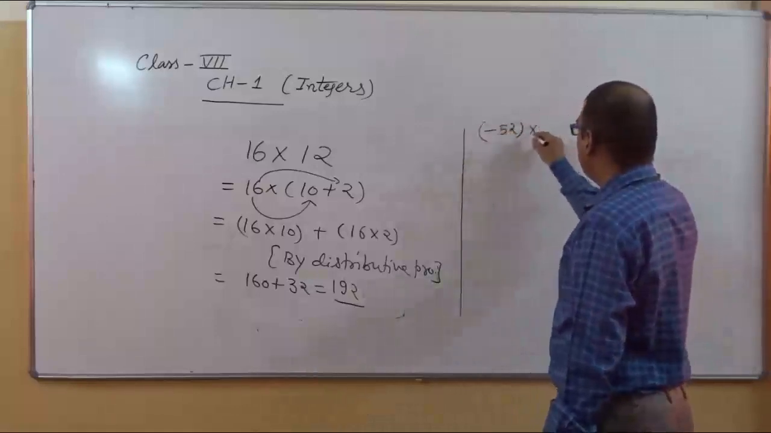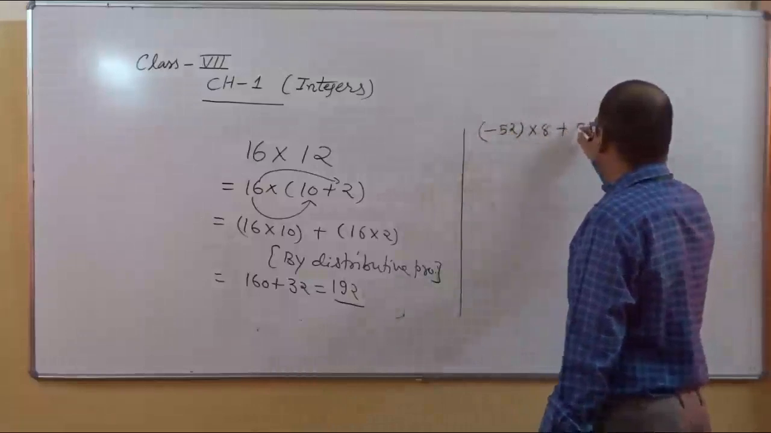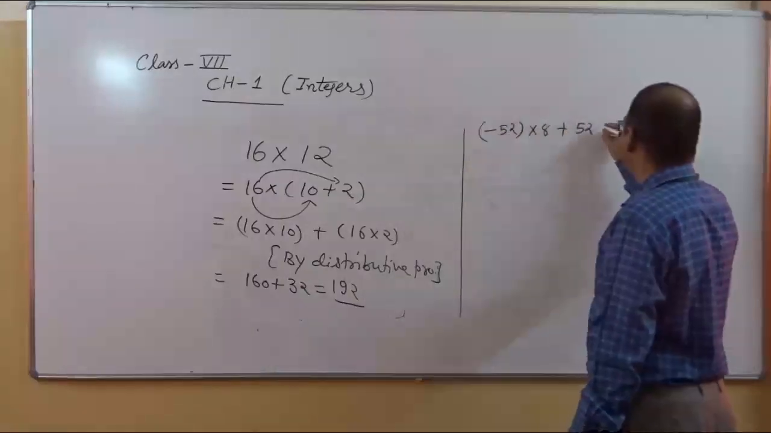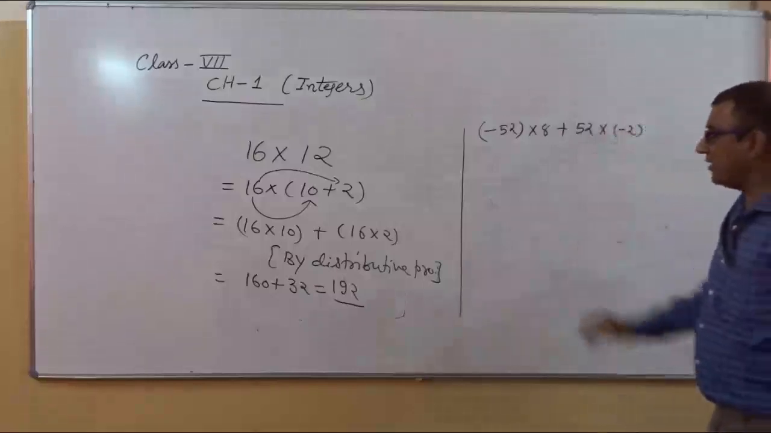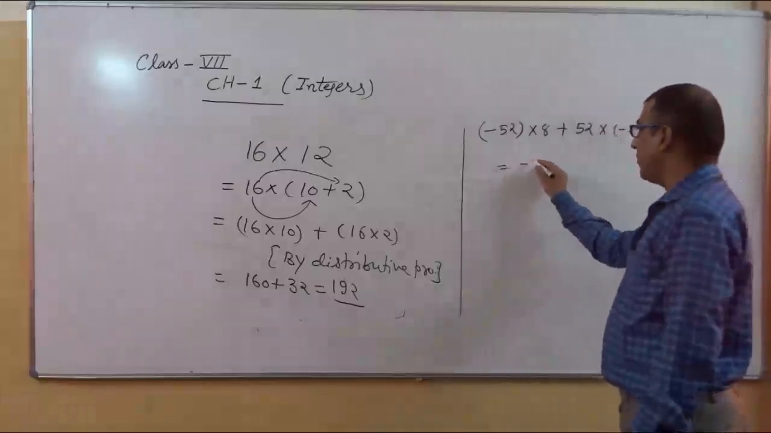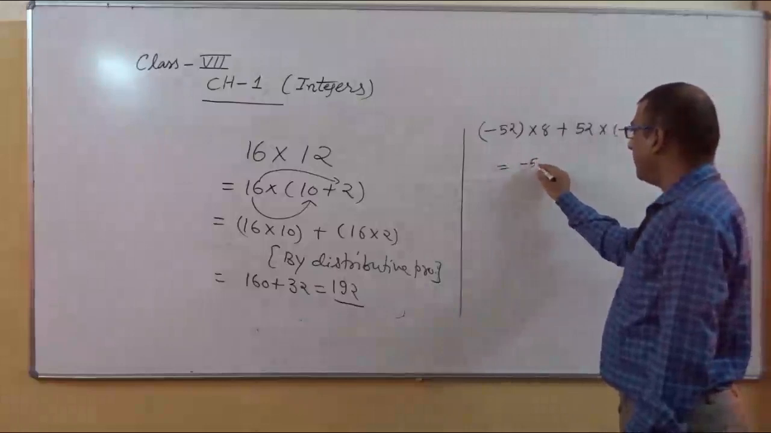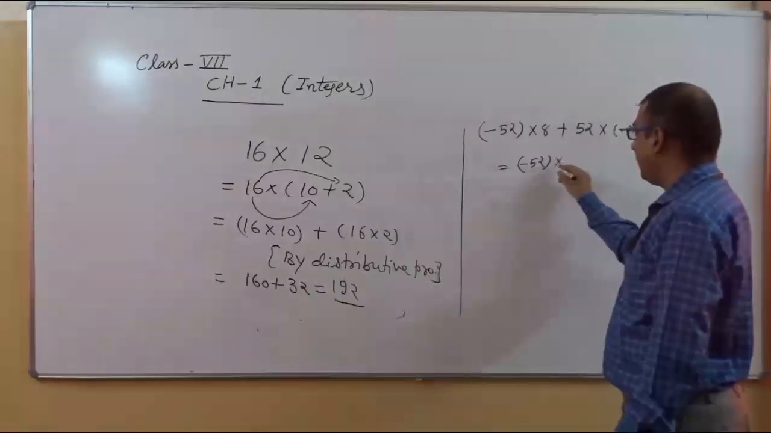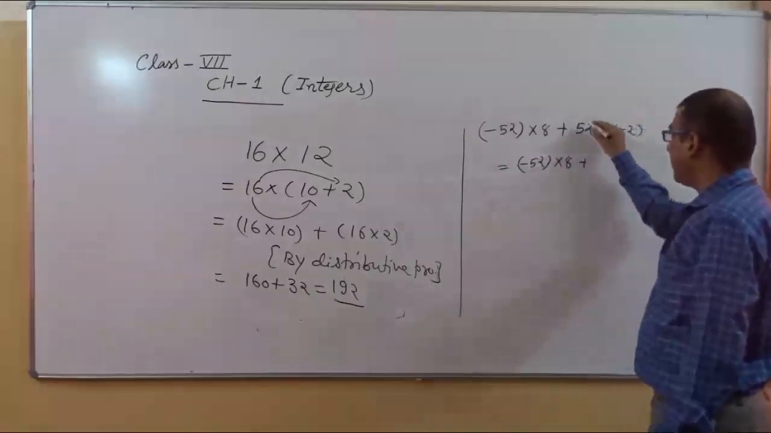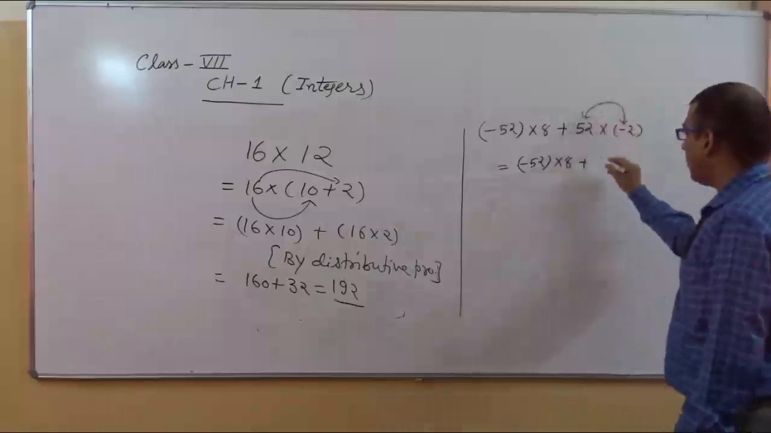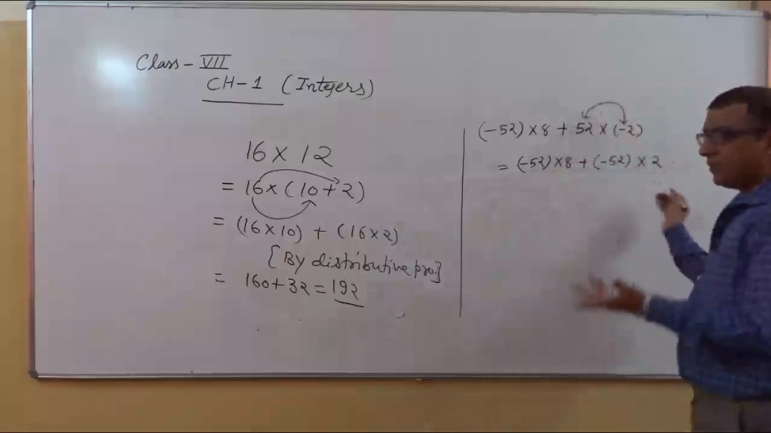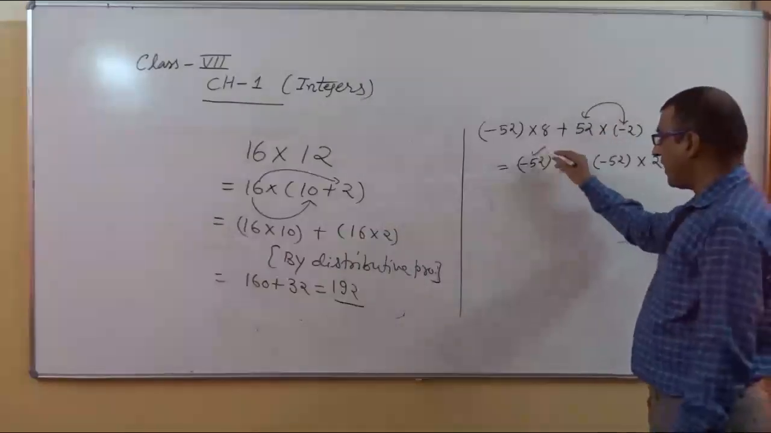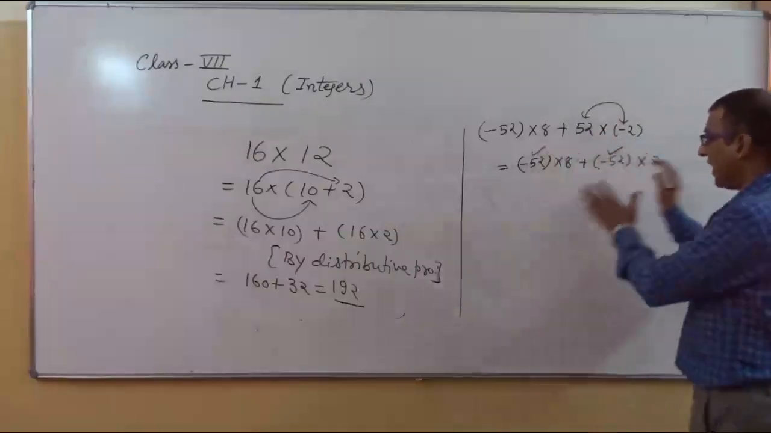Minus 52 multiplied by 8 plus 52 multiplied by minus 2. So how will we solve it? By some other method. It is better to first write minus 52 into 8. First we will rearrange it. This 52 into minus 2 can be written as minus 52 into 2. There will be no change. Now if you see here, minus 52 and minus 52 both are lying in the terms.